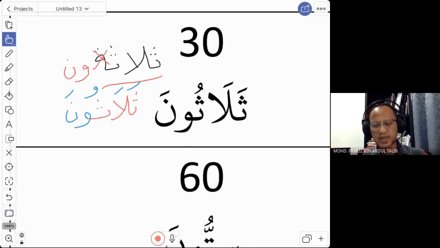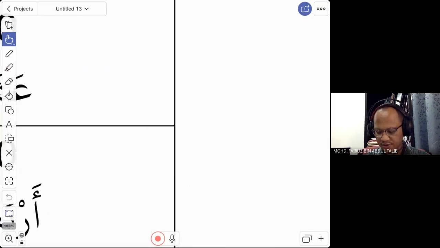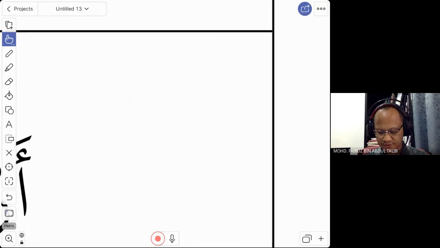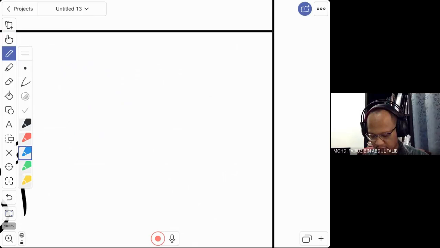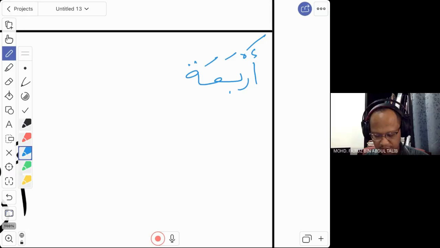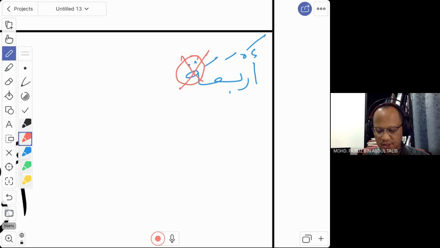Let us try with 40. How do you say 40? First, we take number 4. What is number 4? Anyone? How do you say 4? Arba'a. Yes, 4 is arba'a. Arba'atun. Do you need the ta marbuta to say 40? No, remove this ta.